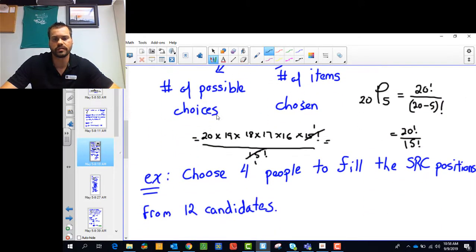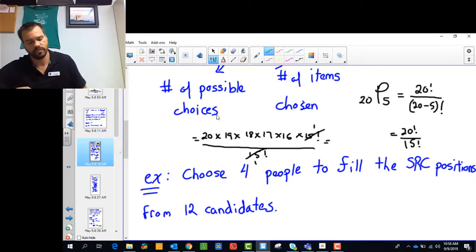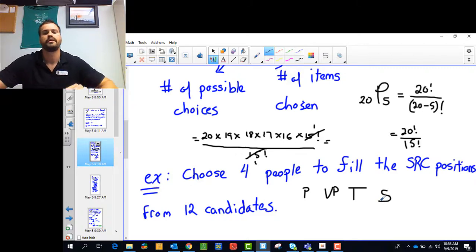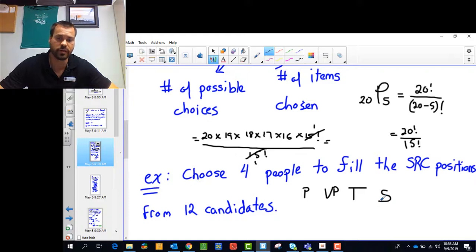So for example, if you look at this, it says I want to choose 4 people to fill the SRC positions from 12 candidates. Okay, so here's the first question you always have to ask: is order important? So for the SRC positions, we have the president, we have the vice president, we have the treasurer, and we have the secretary. Okay. Now those positions are different positions. So I could put a person as the president, and I could put a person as the vice president, and that would be two different arrangements because the person being the president or being the vice president, order matters.